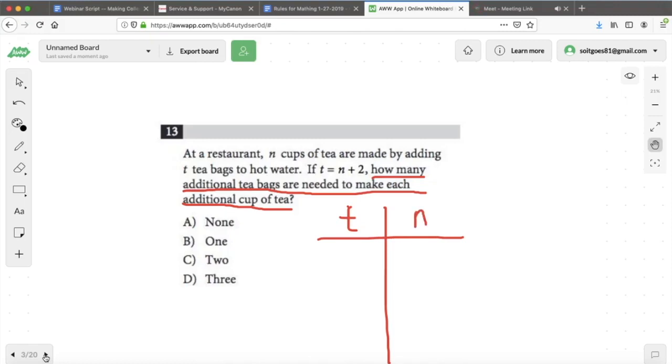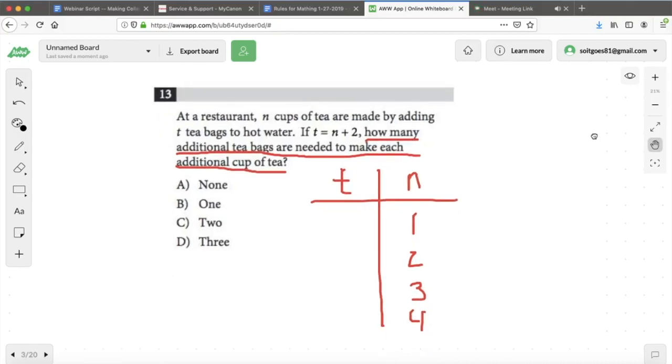Okay, so let's just make some cups of tea, right? We'll make 1 cup of tea, find out how many tea bags we need. Then we'll make 2 cups of tea, then 3 cups, heck, we can make 4 cups of tea and find out how many tea bags we need. And then we'll just see how many additional tea bags we need for each additional cup of tea and make it concrete. Does that process make sense, Julie? Yes. Let's do it.